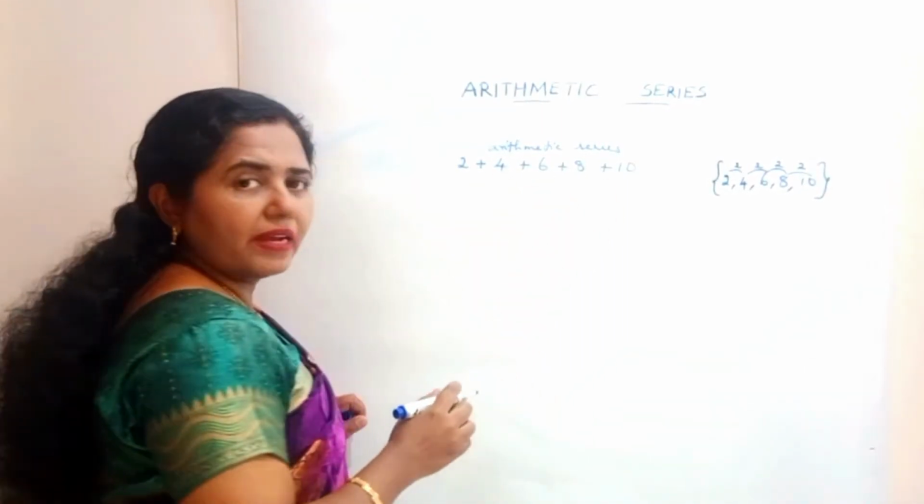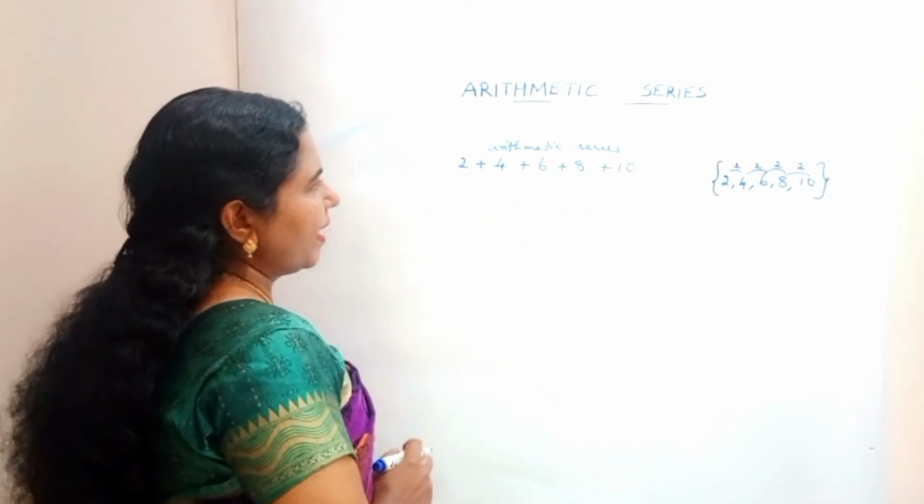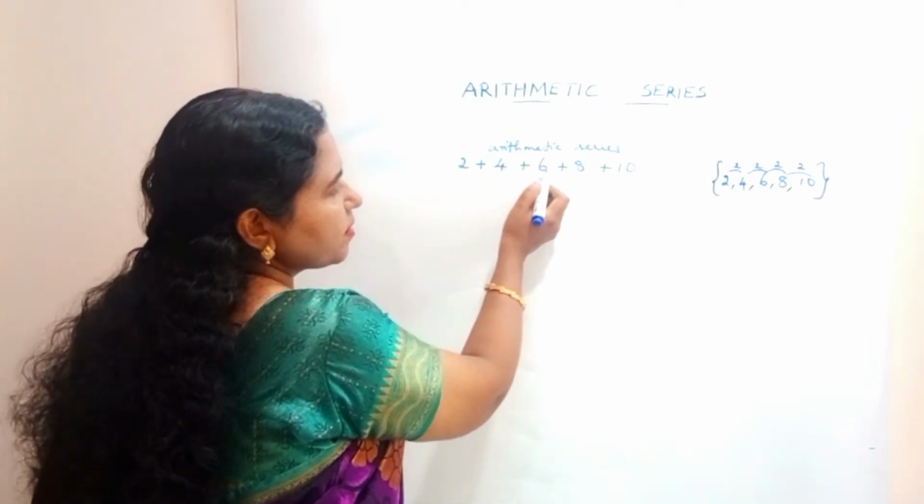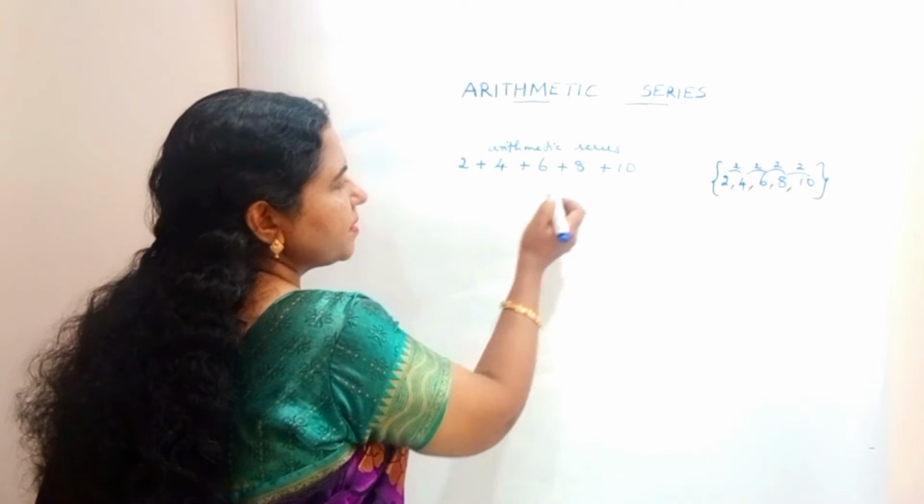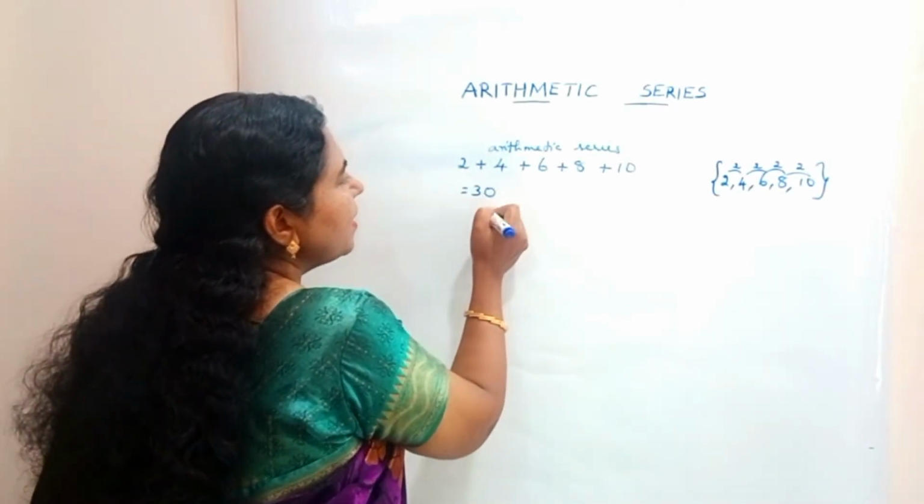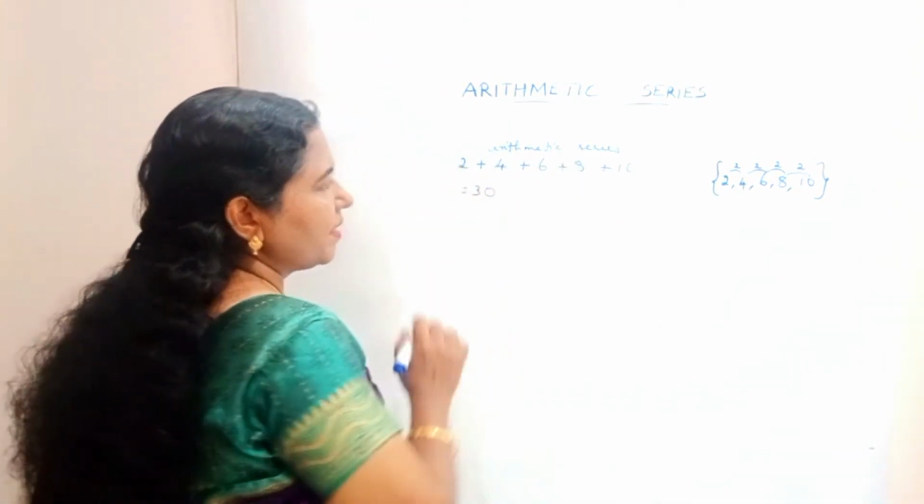Okay, so now here, since the numbers are small and we have less number of terms, we can directly add and bring out the answer. So it becomes 2 plus 4, 6, 6 plus 6, 12, 12 plus 8, 20, 20 plus 10, 30. So now it is equal to 30. So now this is the answer for this question.